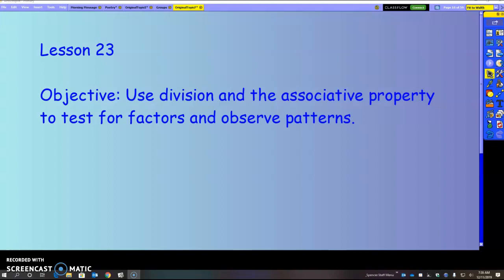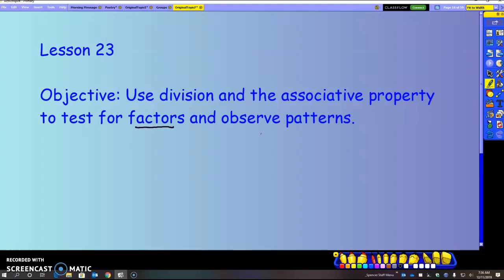Hello, fourth graders. We are on Module 3, Lesson 23 today, and yesterday we really learned a lot of new vocabulary, and we're going to be using a lot of that vocabulary again today. Okay, today's objective is to use division and the associative property to test for factors and observe patterns.